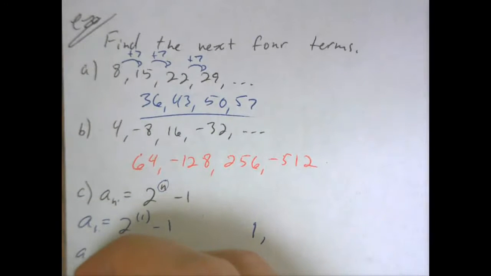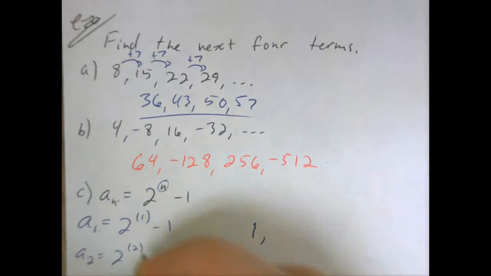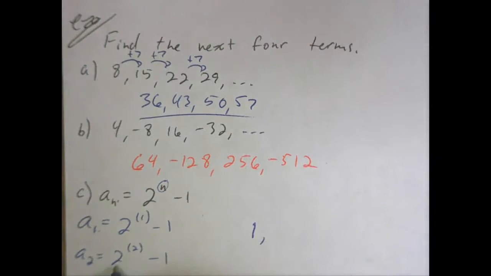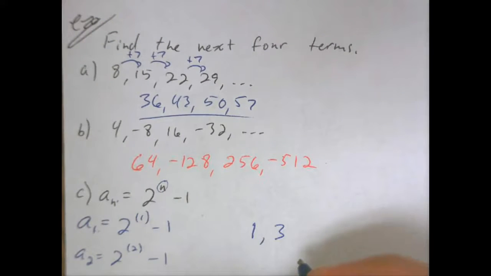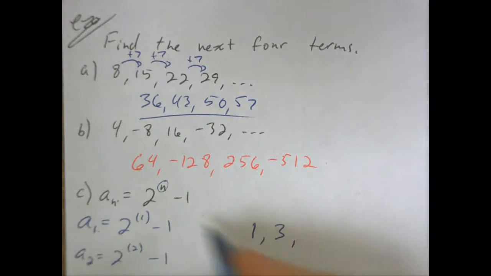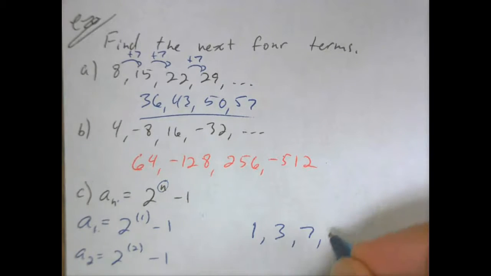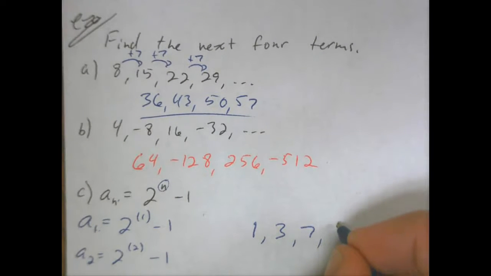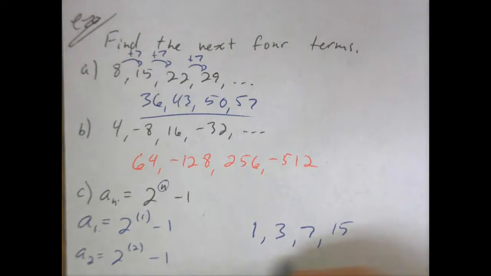Same thing, a to the second, 2 to the second power now, minus 1. That is 4, minus 1 is 3. For the third term, again you insert 3, 2 to the third is 8, minus 1 is 7. 2 to the fourth is 16, minus 1 is 15. Here would be my first 4 terms.